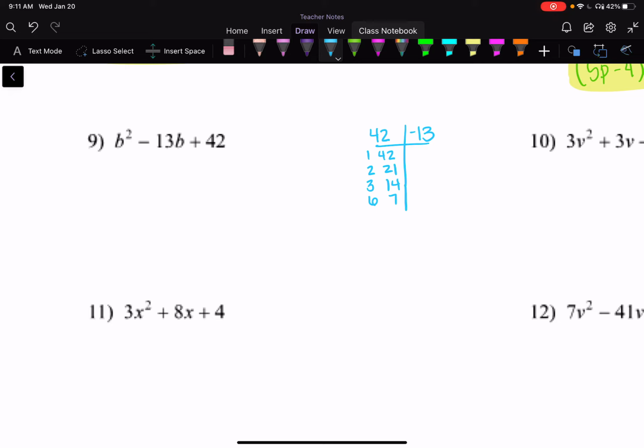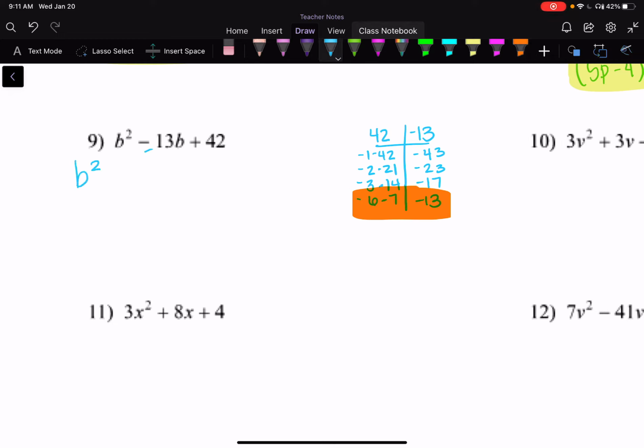I need to multiply to get a positive, but add to get a negative. The only way to do this is with two negative numbers. So each factor pair will be negative, and then I'll add them together to see if I get negative 13. Negative 6 and negative 7 give me negative 13, so that is what my b will be busted into.